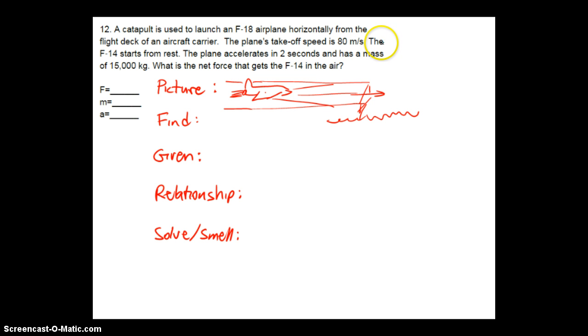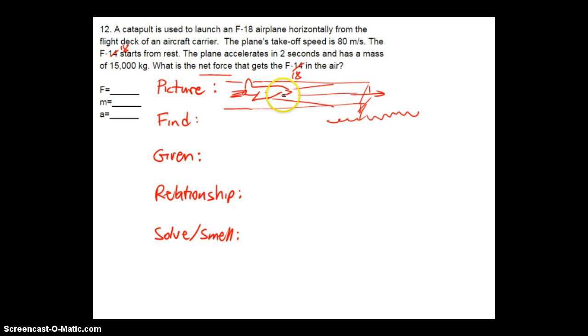The plane's takeoff speed is 80 meters per second. That's going to be important. If it doesn't go fast enough, the plane doesn't fly. The F-14, whoop, that should be F-18. Sorry about that. We updated this to the newer aircraft. It starts from rest. The plane accelerates in 2 seconds and has a mass of 15,000 kilograms. What is the net force that gets the F-18 in the air?